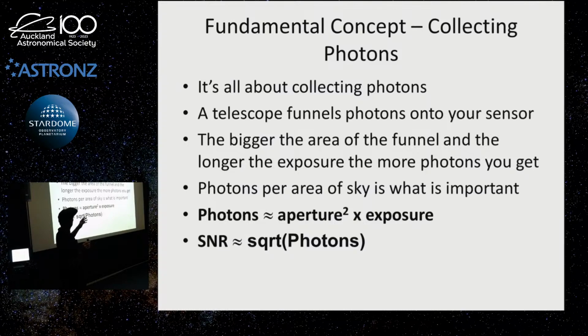So the fundamental concept is we're collecting photons, and the more photons we get, the better the images, and it's that simple. Photons are related to the aperture squared, which is the area, times the exposure, and that's the aperture of the telescope. And the signal to noise ratio is related to the square root of the number of photons you collect. So those last 2 lines on that slide are what it's all about.